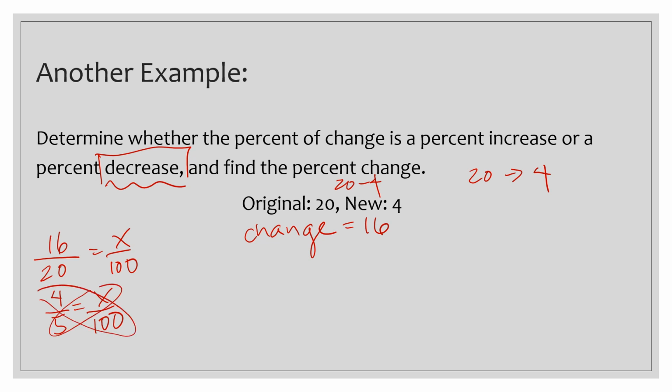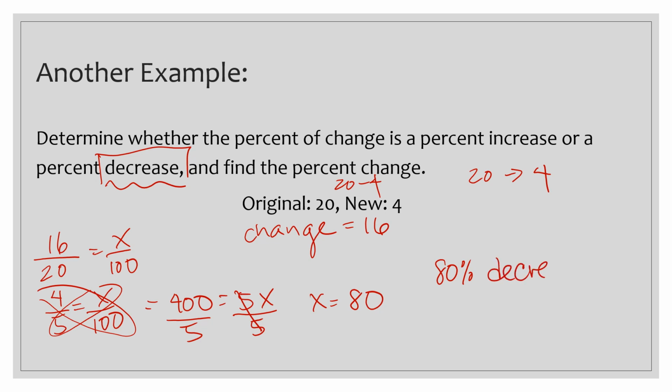So now I'm going to crisscross and say that's 400, because 4 times 100 equals 5x. So I'm going to divide both sides by 5. Maybe I'll just look at 40 divided by 5. I know that 40 divided by 5 is 8, so x must equal 80. So then I would say there's an 80% decrease. And there I go. There's my answer.